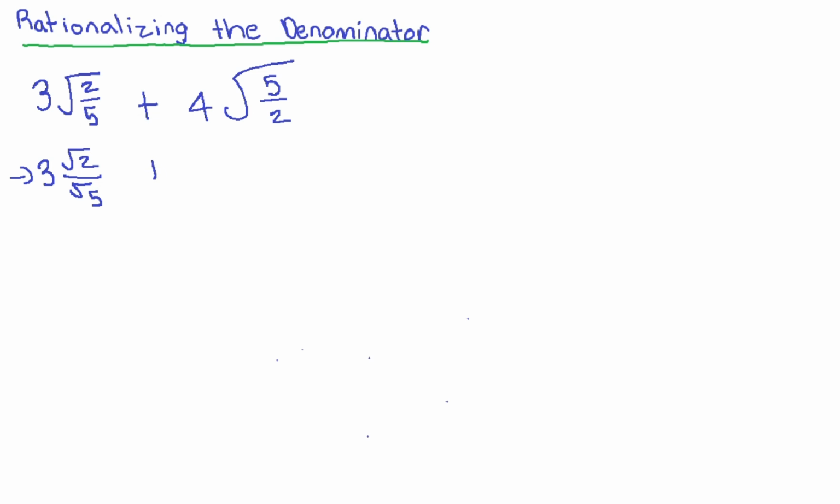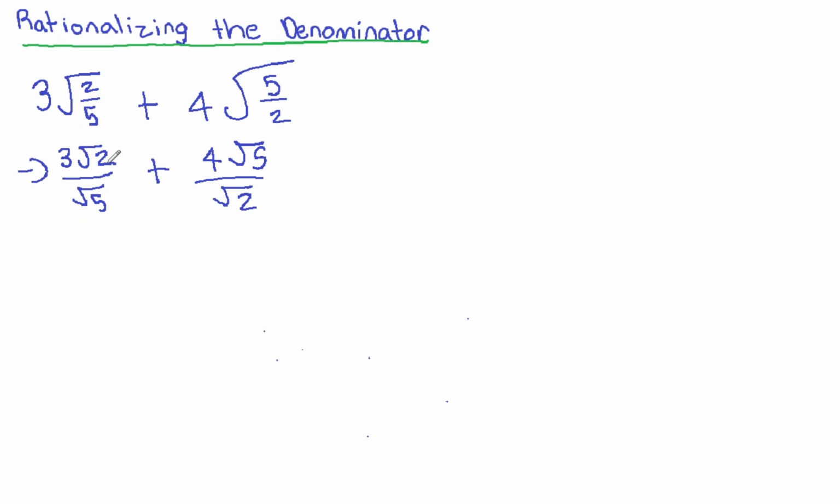I can also write this another way. So you get 3 root 2 over root 5 plus 4 root 5 over root 2. What you're doing is distributing this root to the 2 and the 5, same with here. You're left with this. After you're done with this, you multiply each by itself, individually.